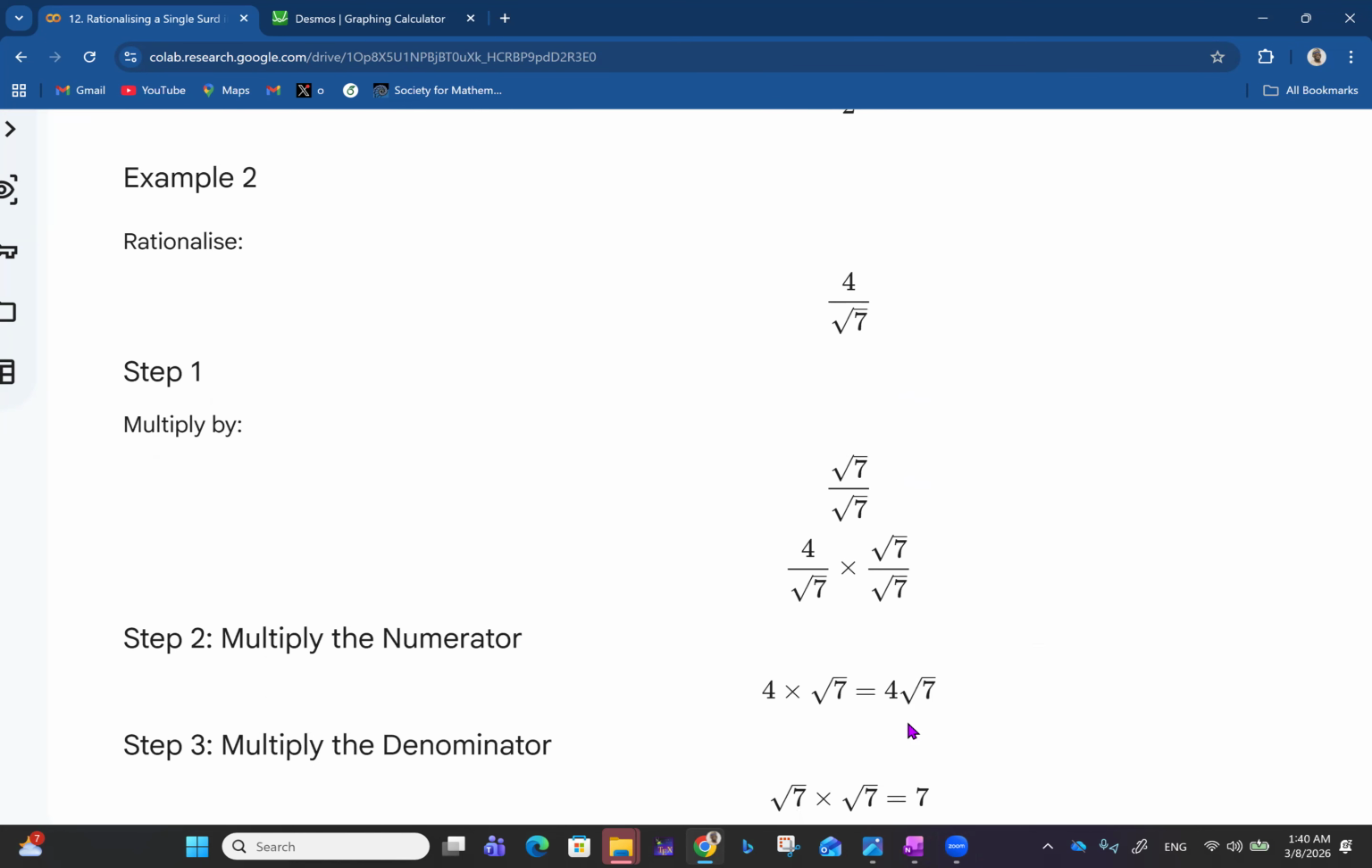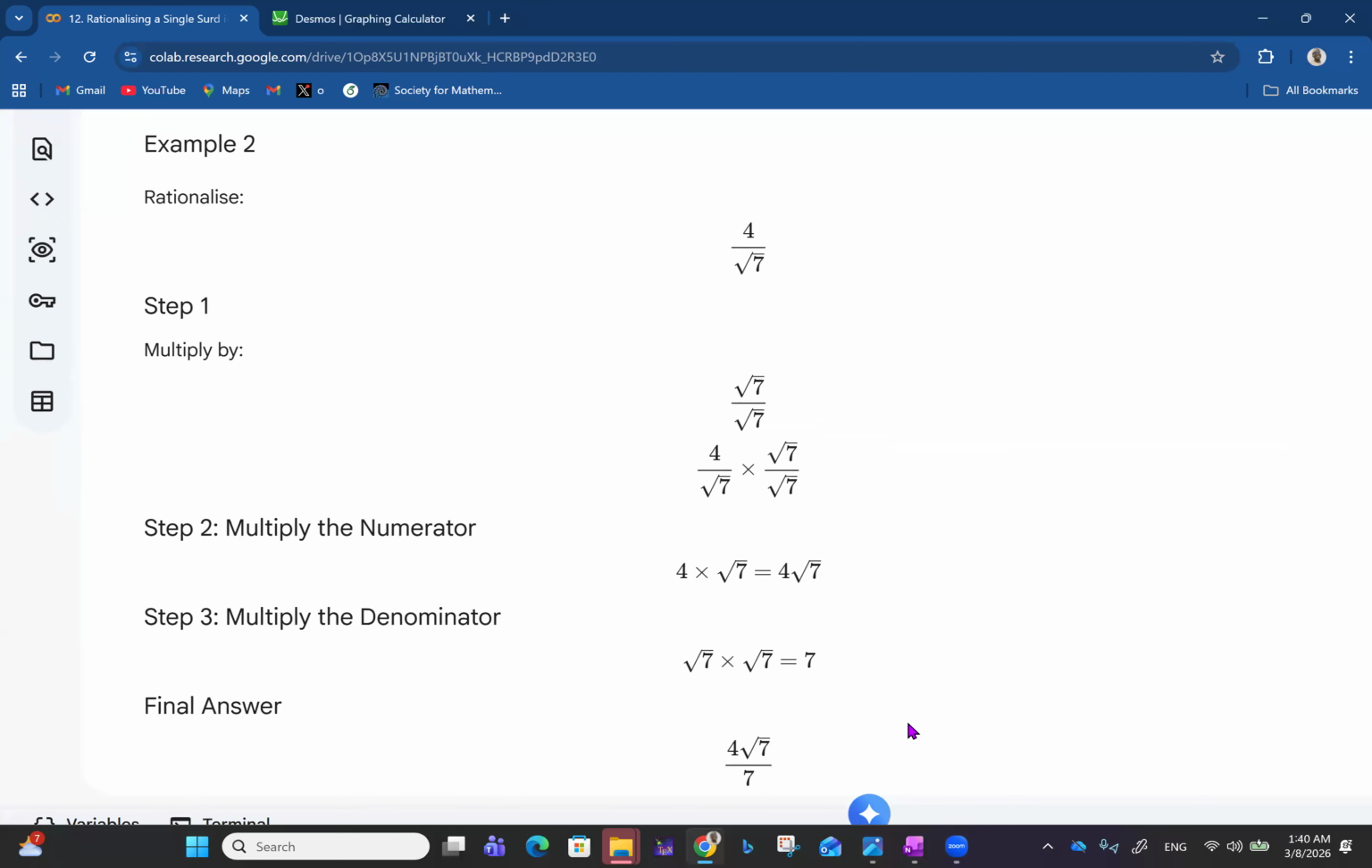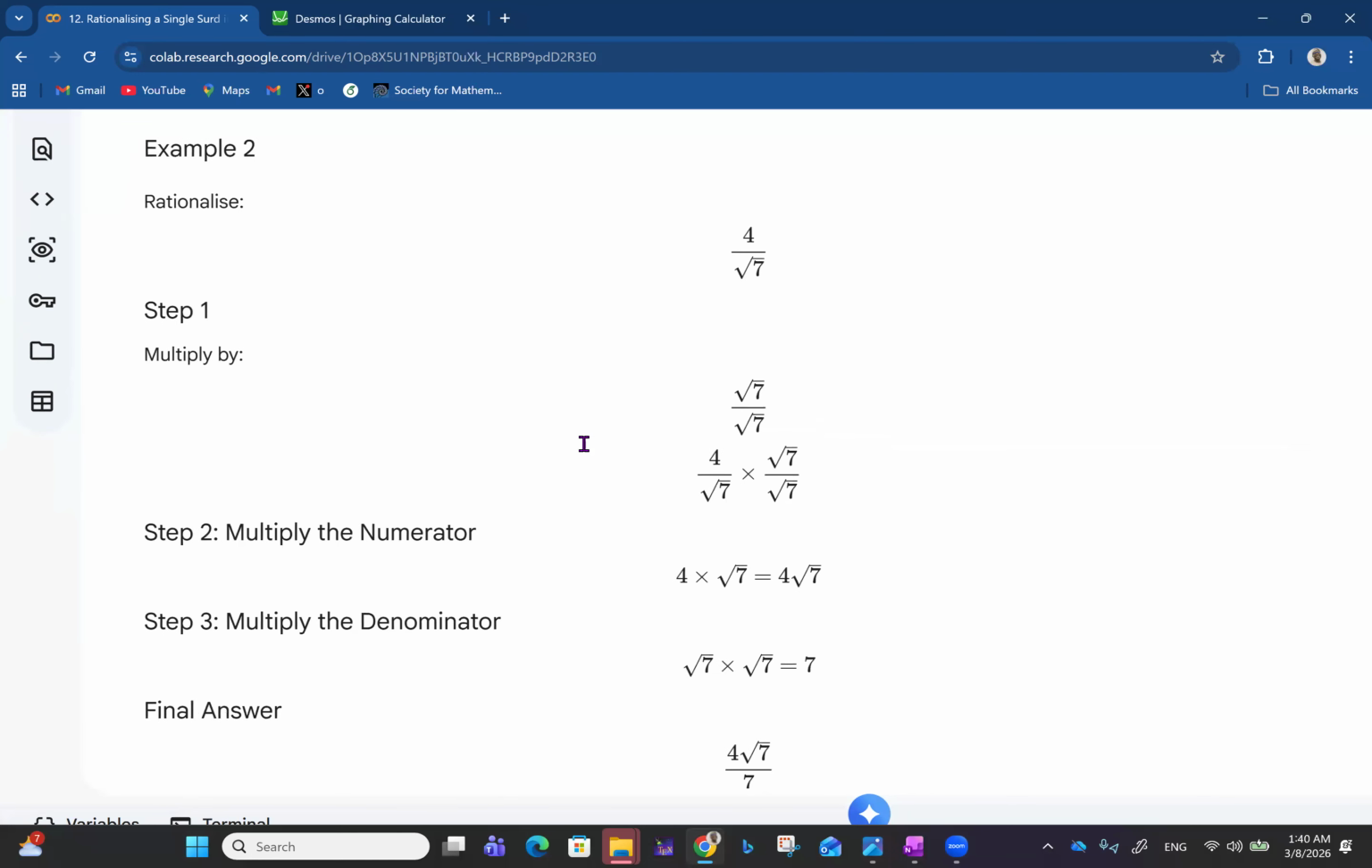Example 2, you want to rationalize 4 over root 7. So step 1, multiply by root 7 over root 7. So you have 4 over root 7 times root 7 over root 7. So expand, you have 4 root 7 divided by root 7 times root 7, that's 7. So that's 4 root 7 over 7.